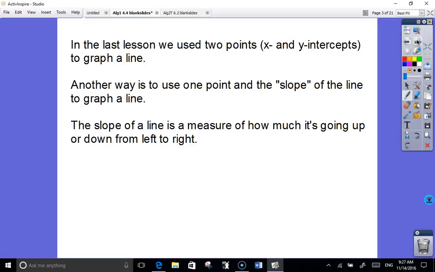So in the last lesson, we used 2 points, x and y intercepts, to graph a line. Another way is to use 1 point and the slope. The concept of slope is the measure of how much it's going up or down from left to right. It's important, as you're looking at it from left to right, what's it doing?